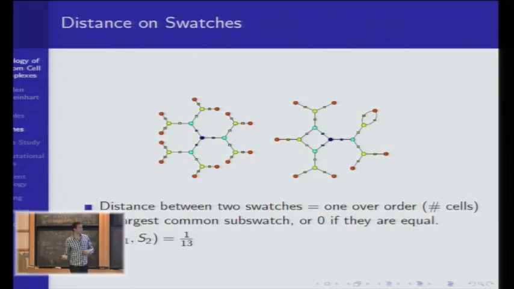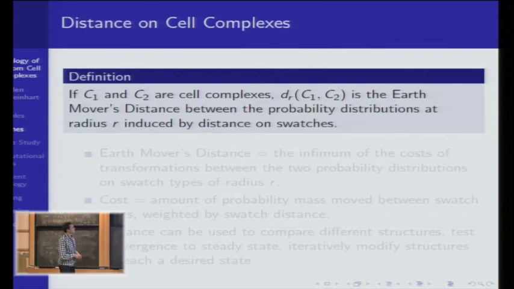So in this particular case, you can count out, and these have the same subswatch up to this radius here where you have the green squares. And so they differ if you go one more out. And if you count up the number of cells in that subswatch, you'll see that there are 13. So we said the distance between these two is 1 over 13. So this provides a way of saying how similar two local configurations are. And then we're going to take this and go to the whole cell complex.